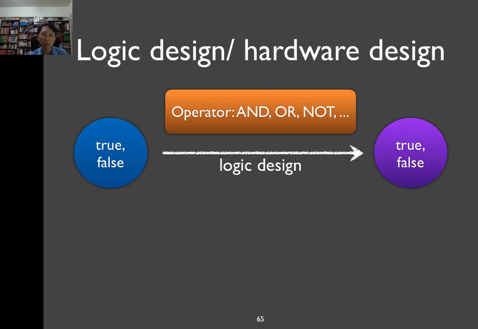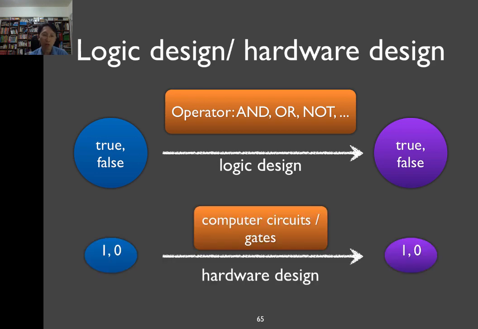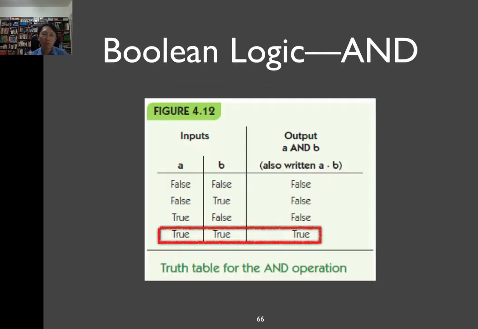The logic design can be directly related to our circuit design. We map our input set 1 or 0 to our output set 1 or 0 using computer circuits and gates combination. And we will explain this in detail in the following. 我们接下来就来解释它的这些细节。This is a Boolean logic operator AND.